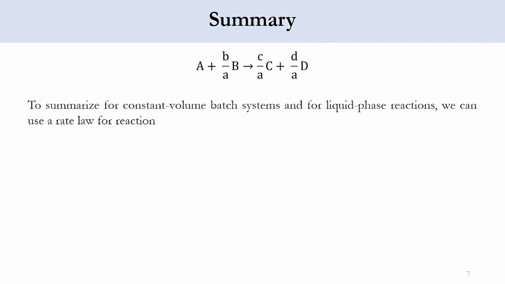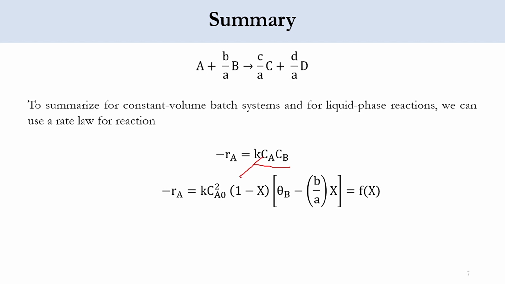To summarize, for the constant volume system and for liquid phase reaction, we can use the rate law, that minus Ra is equal to K CA CB, and Ca has gone to Ca naught into 1 minus x, while Cb is equal to Ca naught into theta b minus b over a into x. Now that Cb contains Ca naught and Ca contains Ca naught, that will be Ca naught square. So K Ca naught square 1 minus x theta b minus b over a into x, and now you can see that the rate of reaction is a function of conversion for the system.